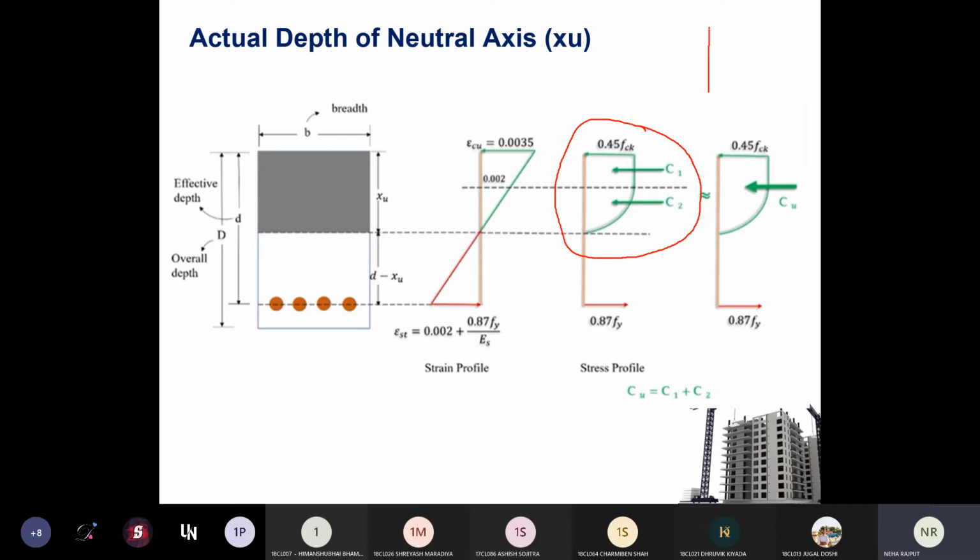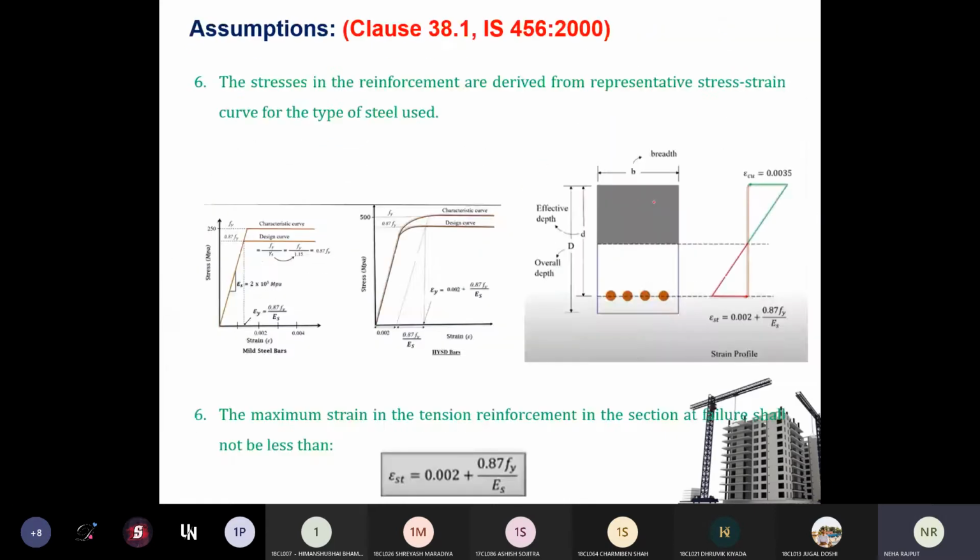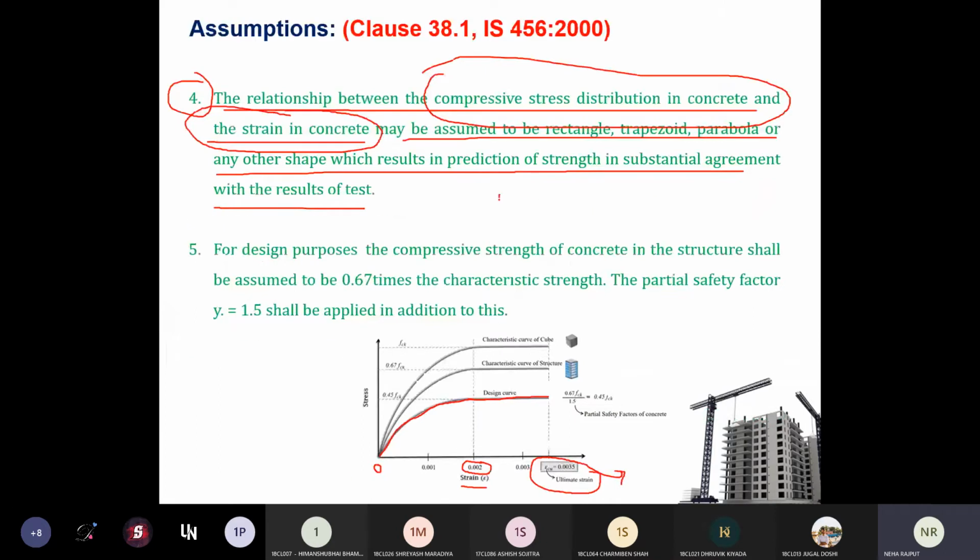It is also considered that instead of a parabola you can use a triangle shape of the stress diagram for the concrete, like this. Instead of a parabola, you can consider a triangle shape also, and you can see what the result in the stress value could be. So that is the fourth assumption. Then the fifth assumption is that for design purposes, the compressive strength of concrete in the structure shall be assumed to be 0.67 times the characteristic strength, and a partial safety factor of 1.5 shall be applied.